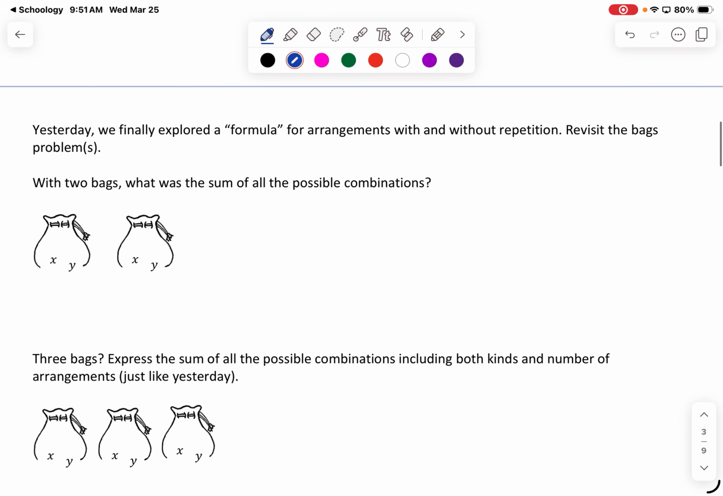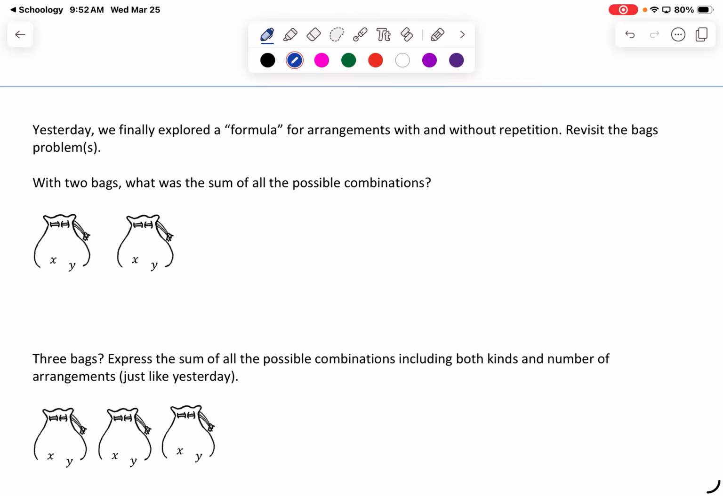Okay, so we do have to reflect on the arrangement screencast lesson. It says yesterday, it wasn't necessarily yesterday, we finally explored a formula for arrangements, and I say formula in quotes because it was more of an exploration in itself, with and without repetition. Revisit the bags problem. So we looked at this bags problem yesterday, and it said with 2 bags, what was the sum of all the possible combinations?